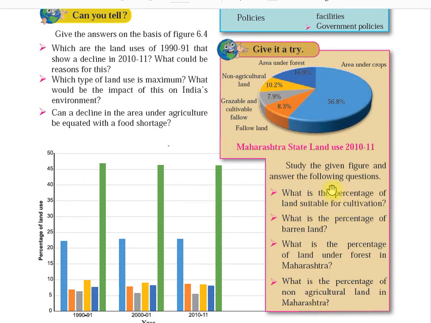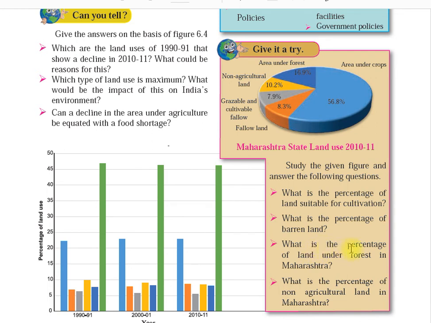What is the percentage of land suitable for cultivation? Only 7.9% is the percentage of land suitable for cultivation. Second question. What is the percentage of barren land? Barren land means where nothing is grown. That is called your barren land. So where is the barren land over here? Here. Only 8.3% is the percentage of barren land.